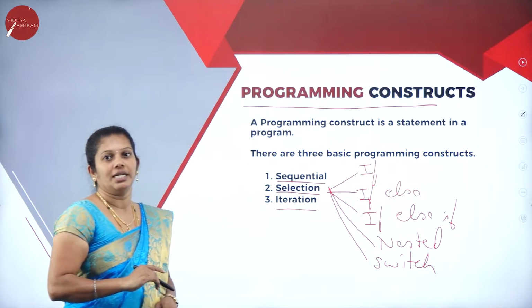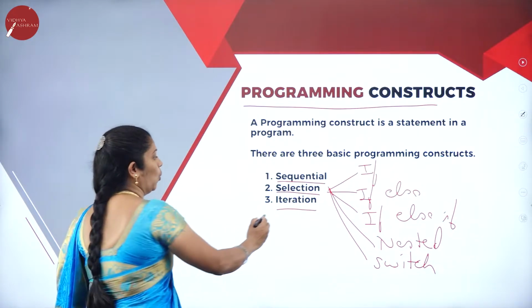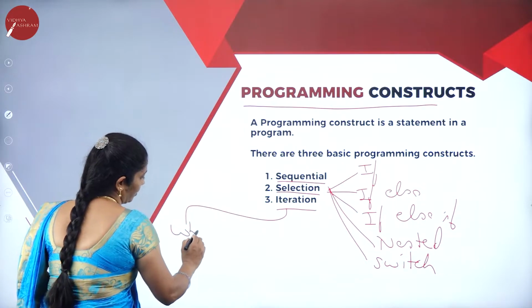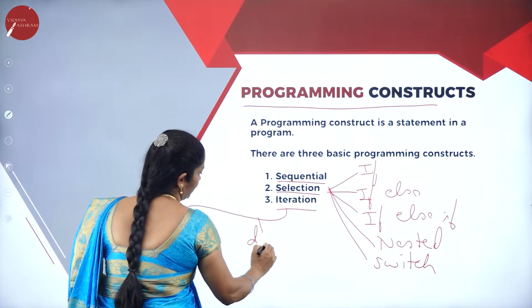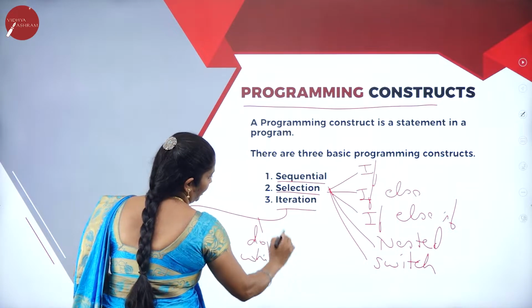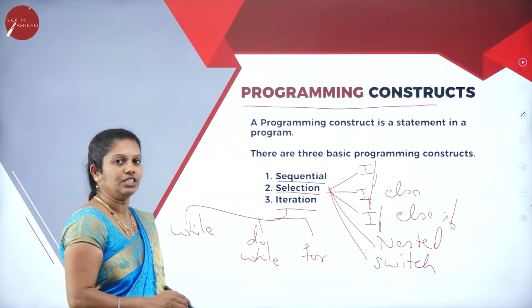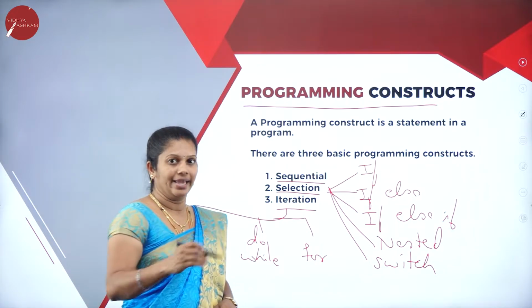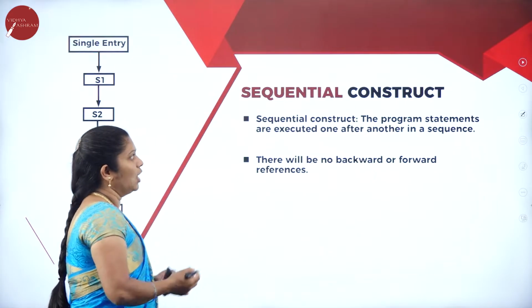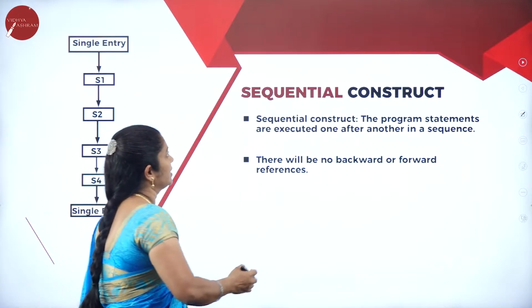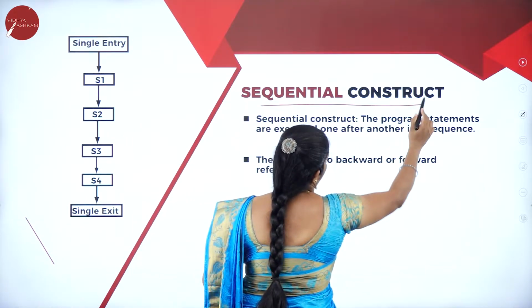Under iteration, you are going to get while loop, do while loop, and for loop. Iterative is the ability of the programming language to execute again and again, repeatedly. Now one by one we'll discuss. First we'll discuss the sequential construct.